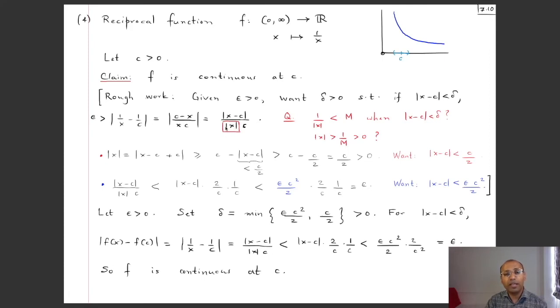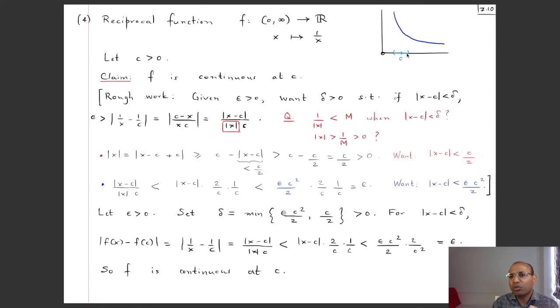What might be worrisome is whether 1 by mod x stays small. Because if we manage to show that it does not become too large, say it's bounded by m whenever x is close to C, then we are in business, because then this whole combination is basically small due to this. This is not growing as x gets close to C, and so this is just as well a sort of constant. It can be bounded by a constant. Okay, so the question is, when x is close to C, does 1 by x stay bounded?